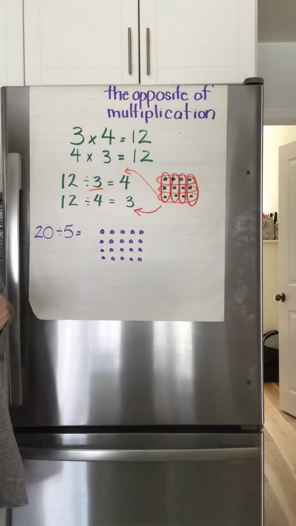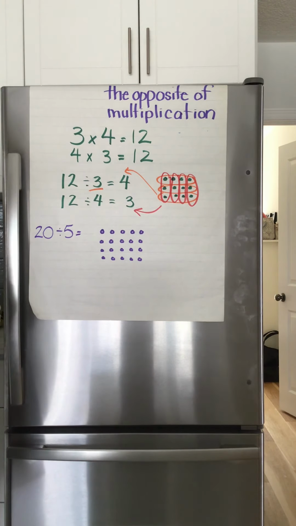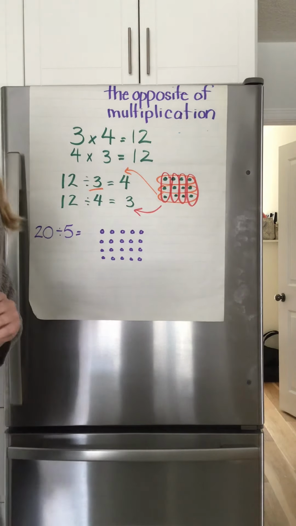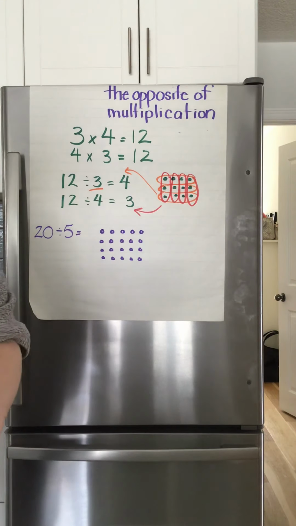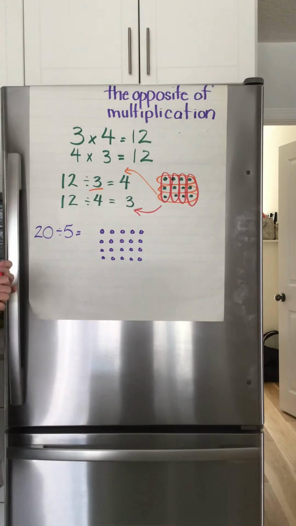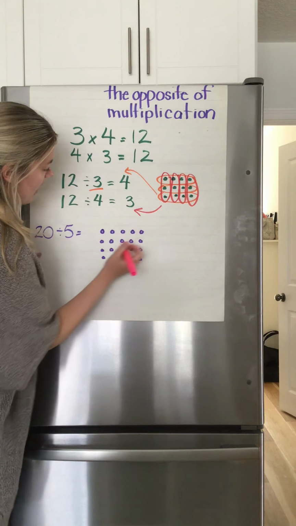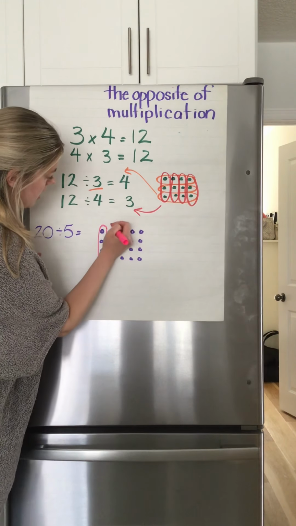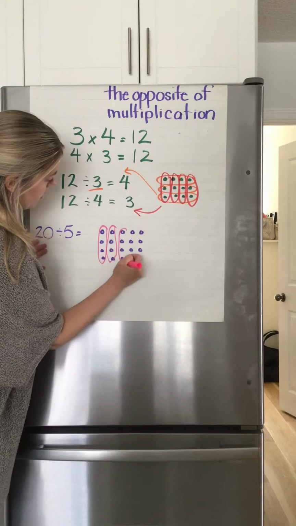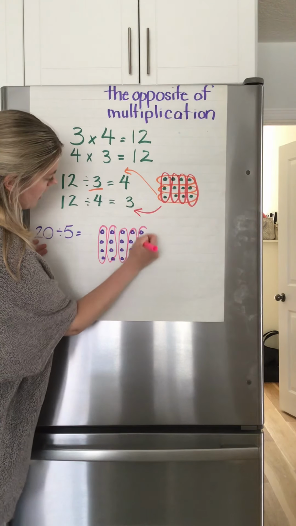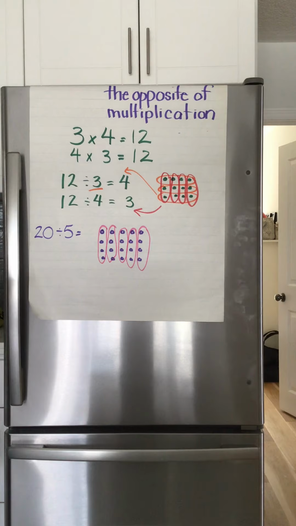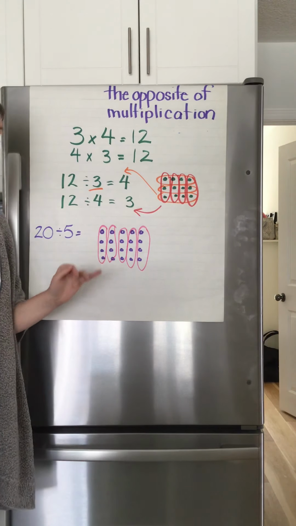So I'm going to start by drawing my dots, or I already have my dots here, and now I need to make 5 equal groups. The thing with division is that your groups need to be equal. So if I'm looking here, here are my 20 dots. I need to figure out a way to separate these into 5 different groups. So if I look along the top here, 1, 2, 3, 4, 5. Well, if I go down, 1, 2, 3, 4, and 5. Now I just have to make sure that each group has the same number in each.